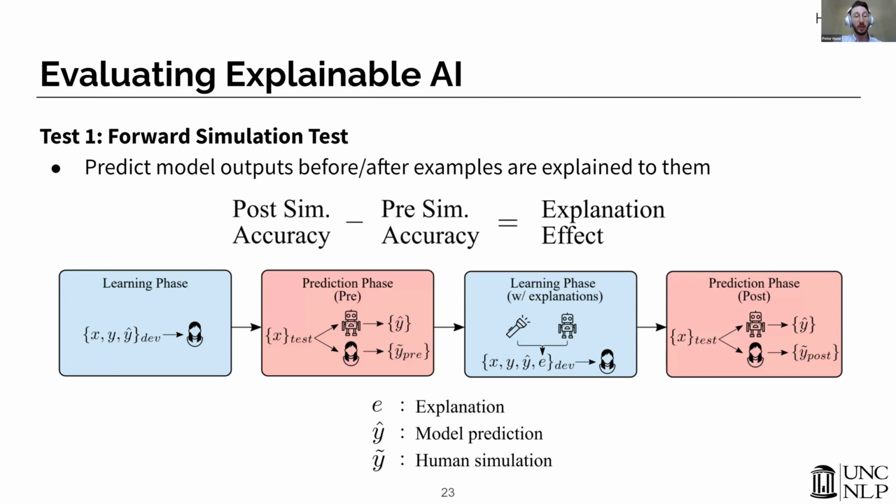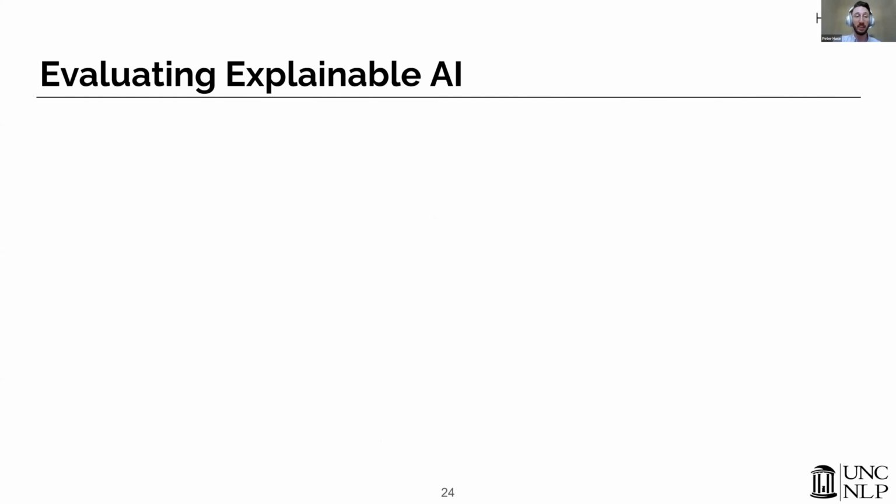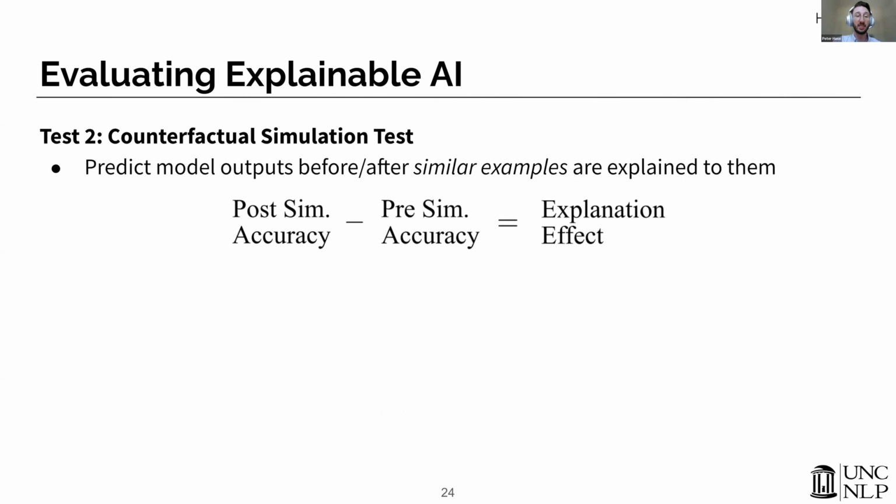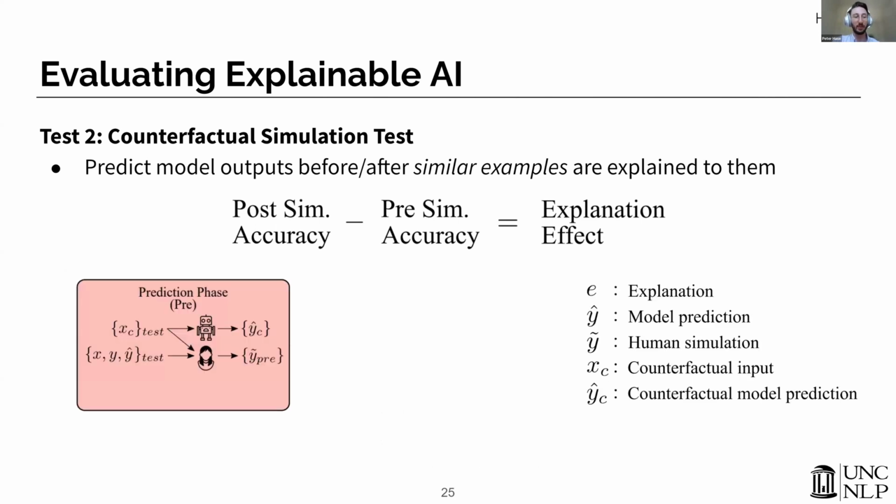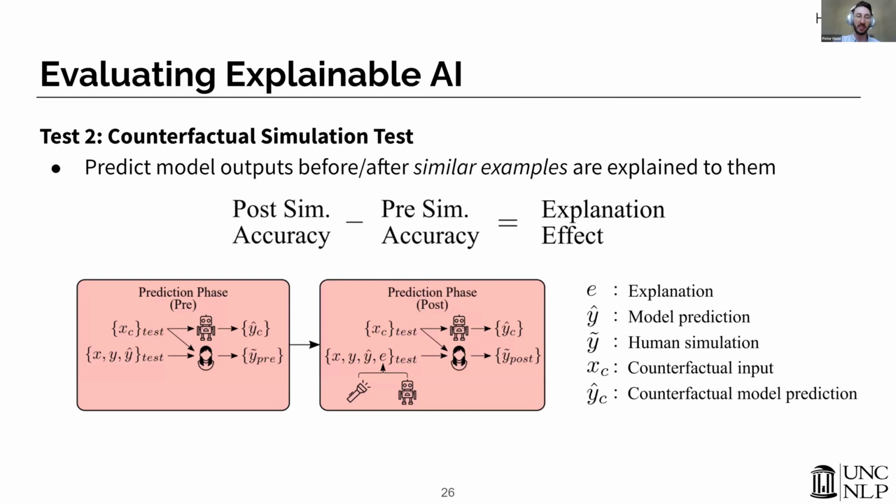That's the first simulation test. And then we have another one that's overall pretty similar. The main difference is just about what kind of data we're explaining versus what kind of data we're testing on. The second test pairs data points so that you explain one data point and then ask the person to predict what the model will do on a similar data point. The graphic gets very slightly more complicated, but the main thing to emphasize is that you have two similar cases. You explain one case and then ask the person to predict the model's output for the second case. If the two cases are similar, the explanation might shed more light on the second case. That's the counterfactual simulation test.